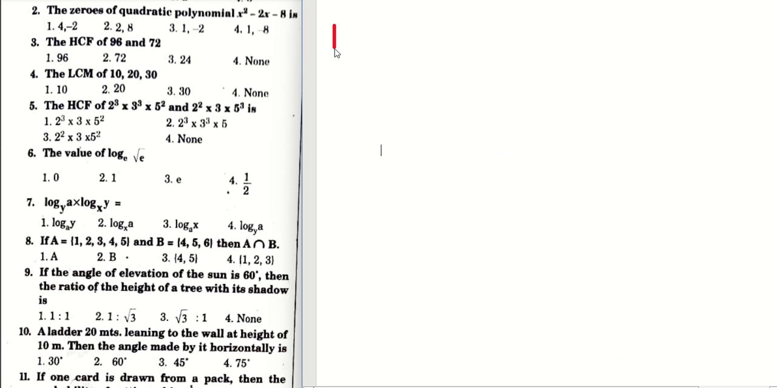Now we are going to discuss question number 10. A ladder 20 meters leaning to a wall at a height of 10 meter. So what they have said, a wall is of 10 meter and the ladder is leaning on the wall. Let us imagine this. This is your wall, right? This is going to be your ladder. We use it for climbing up, right? So this is your ladder.